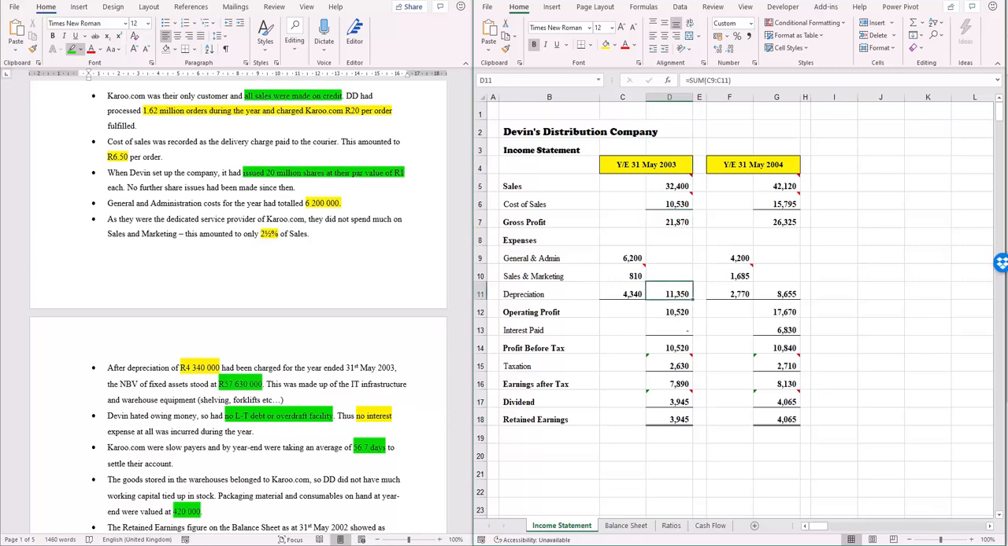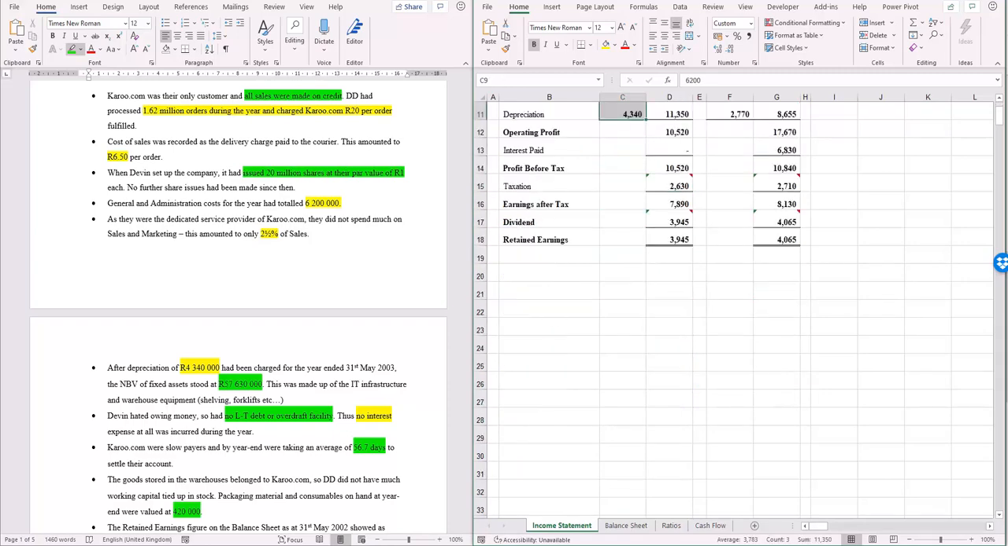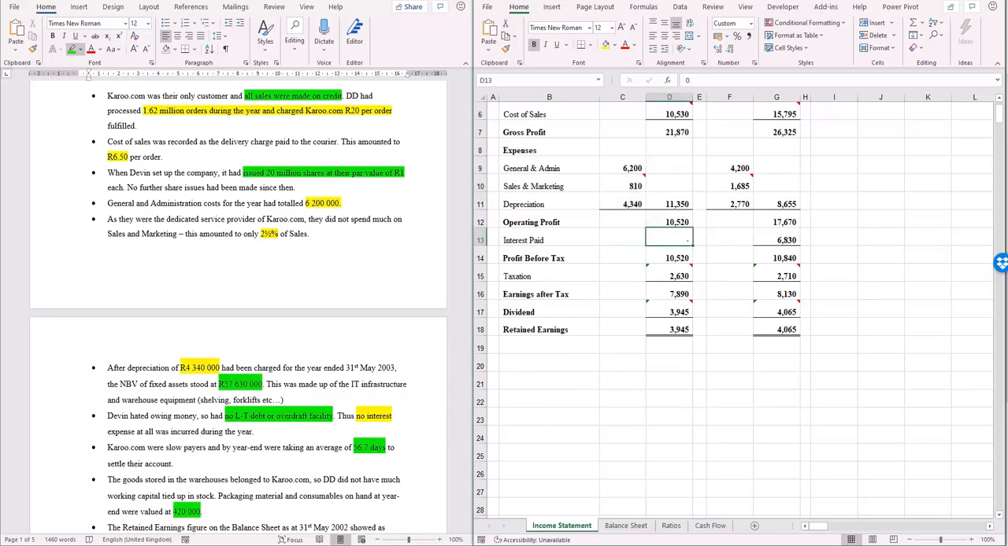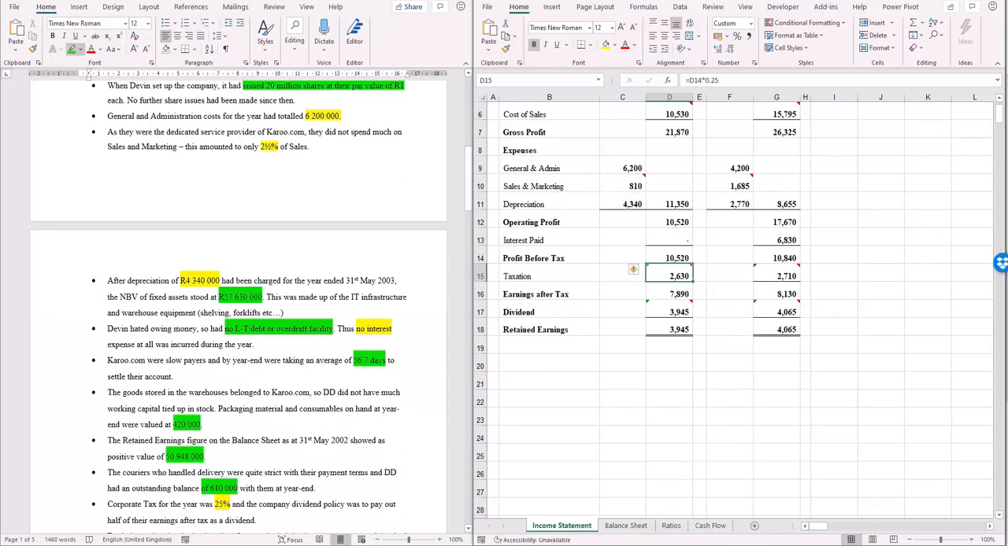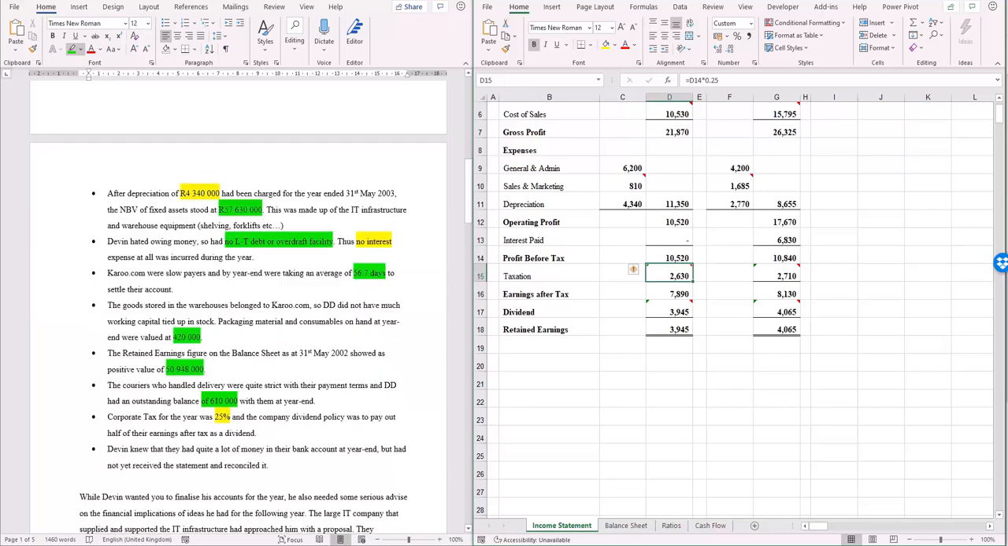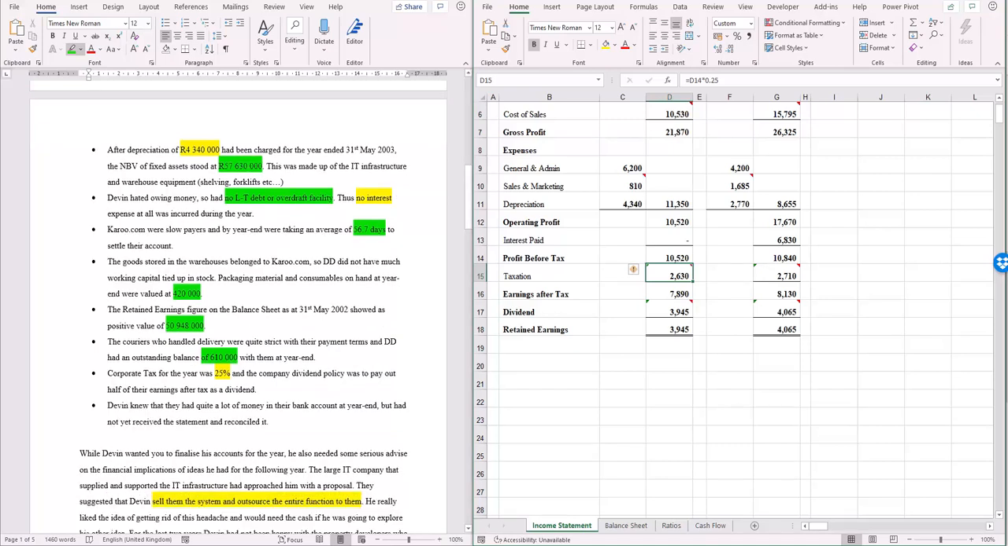This number here, by the way, is the sum of these. The interest expense was 0, so these two will be the same. Taxation, they gave us a tax amount here of 25%. That's 25% of the profit before tax. And then some information about the dividend.